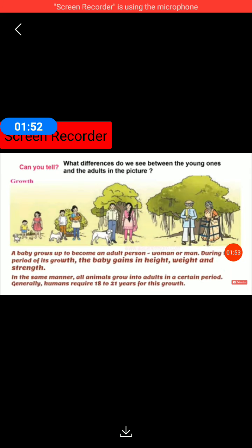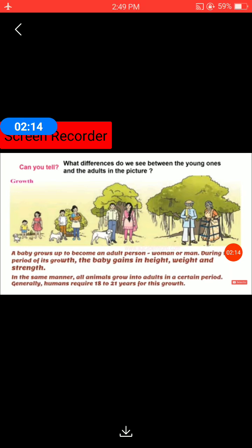Now look at the picture given below. In the first picture, can you see a baby is there? Yes, the baby then grows. In the second picture, it has grown into an adult person. And in the third picture, they become a man or a woman. And in the last picture, they become an adult one.